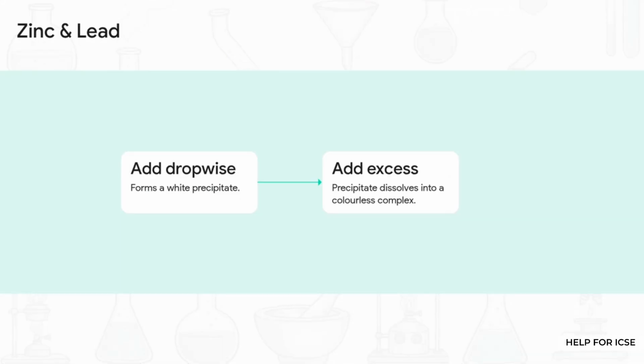Now, what's really fascinating is the exception to the rule. Both zinc and lead are our tricksters. If you add sodium hydroxide drop by drop, they both give you a white precipitate. That might make you think you have calcium, right? But here's the detective's secret. If you keep pouring and add excess sodium hydroxide, that white precipitate completely vanishes. It dissolves into a perfectly clear colorless soluble complex, specifically sodium zincate or sodium plumbite.